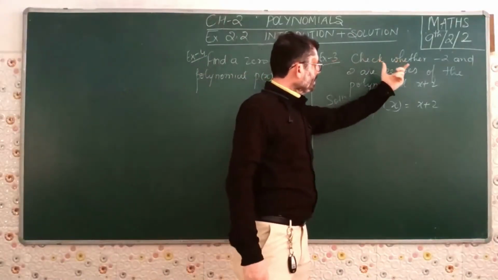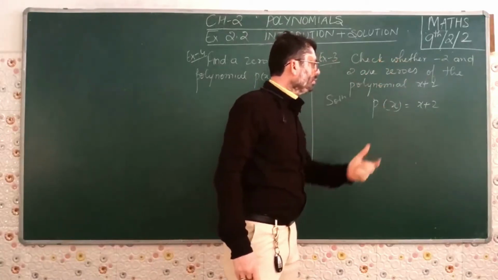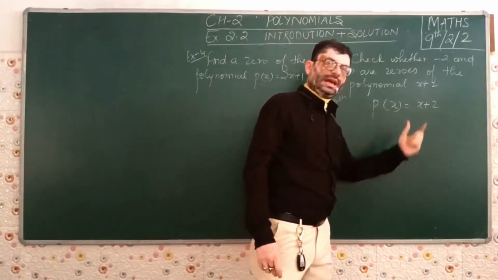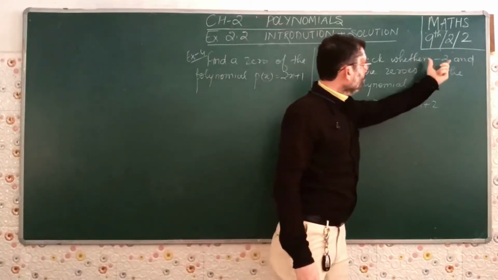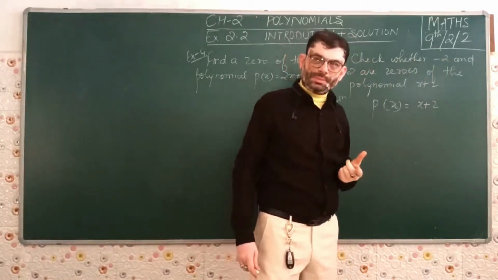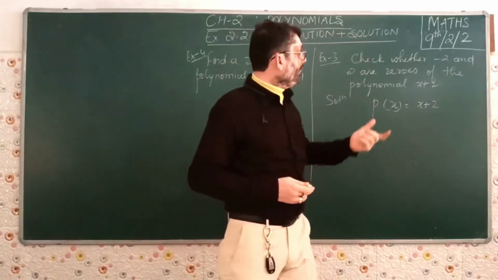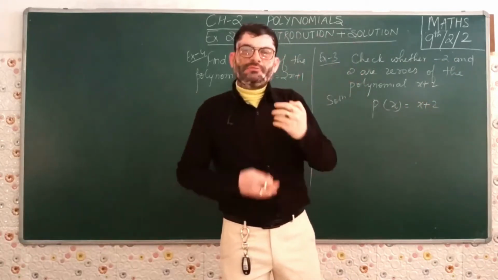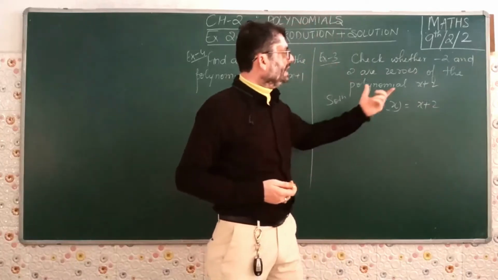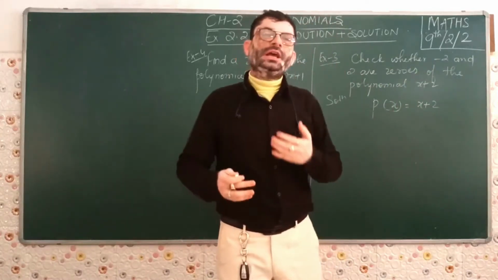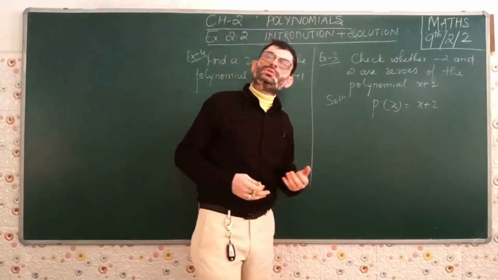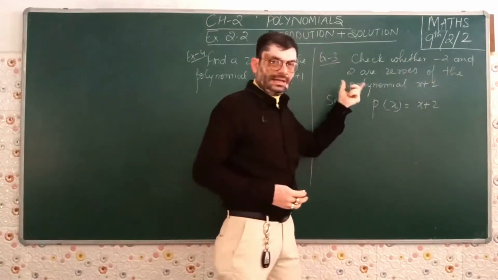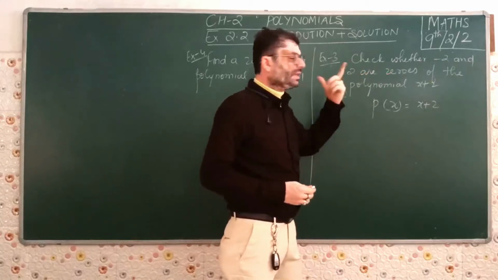Check whether minus 2 and 2 are zeros of the polynomial x plus 2. So we are given the polynomial p of x is equal to x plus 2. And we have to check whether minus 2 and 2 are the zeros of the polynomial. Zeros of the polynomial means if we substitute the value minus 2 in place of x everywhere, and the value of the polynomial becomes 0, then we can say minus 2 is the zero of the polynomial. If it is not 0, then we can say minus 2 is not the zero of the polynomial. So let us check for both the values, minus 2 and 2, and we will be substituting minus 2 and 2 in place of x.